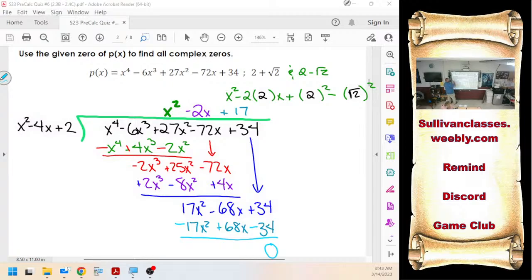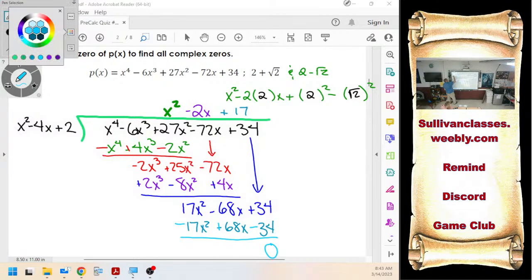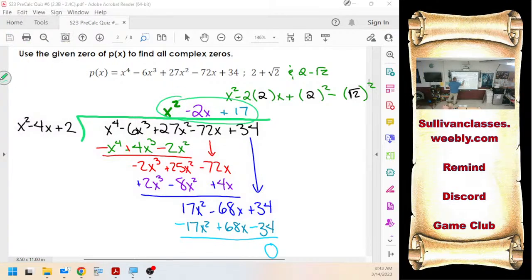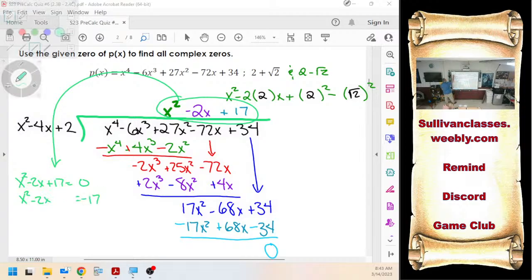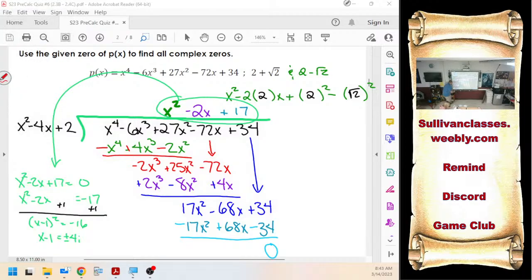So now that I have this quadratic, I'm going to take this and say x squared minus 2x plus 17 is 0. I'm going to say x squared minus 2x is negative 17 because I likey complete the square. Half of negative 2 is negative 1. Negative 1 squared is add 1. Turning that into x minus 1, the quantity squared, is negative 16. When I solve by square roots, x minus 1 is plus or minus 4i. So we have x is 1 plus or minus 4i.